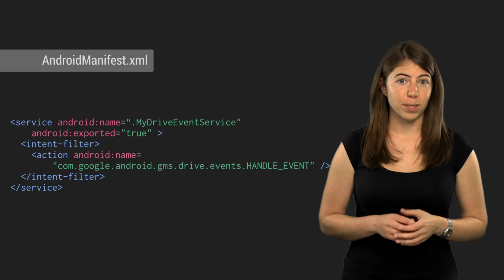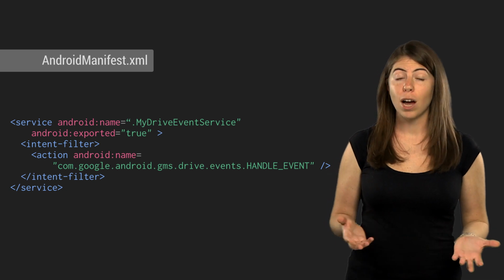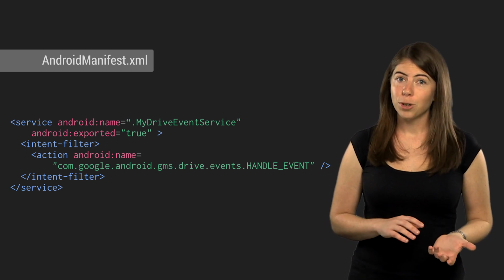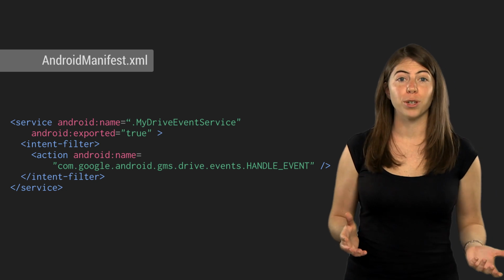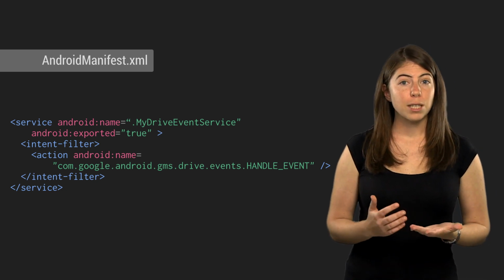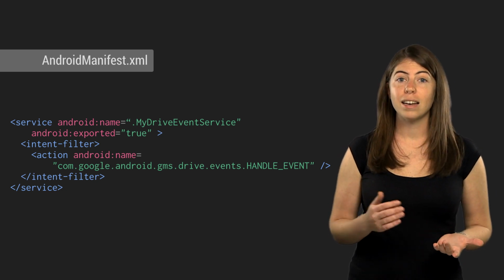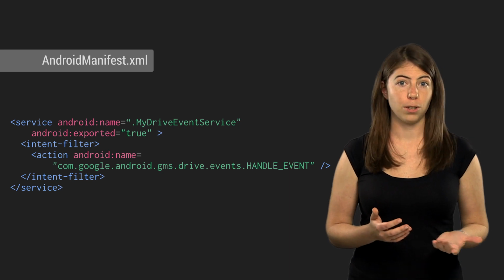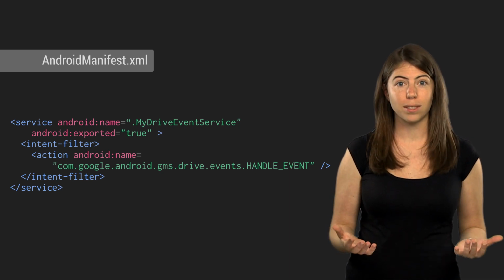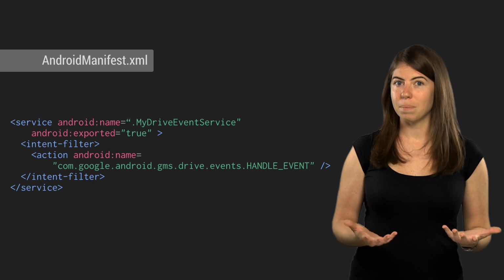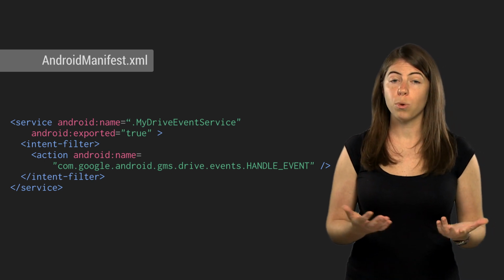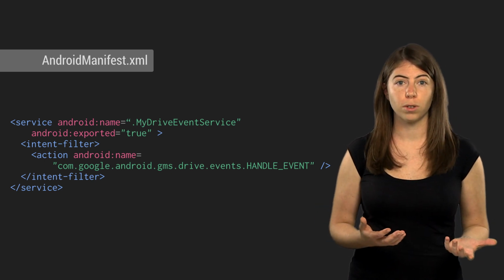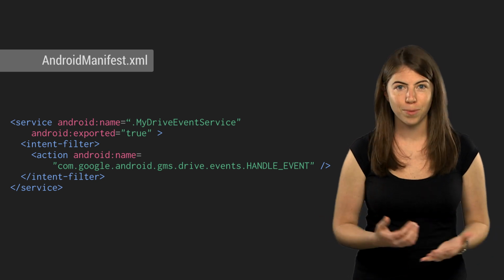The last thing you need to do is define your service in the manifest so that the Drive API can find it. In AndroidManifest.xml, create an entry for your service. Set the android:exported attribute to true and add an intent filter for the handle event action so that Drive knows how to identify your service. Now, whenever an item gets updated by another app on the device, or the Drive API downloads changes from the server, your app will receive a change event.